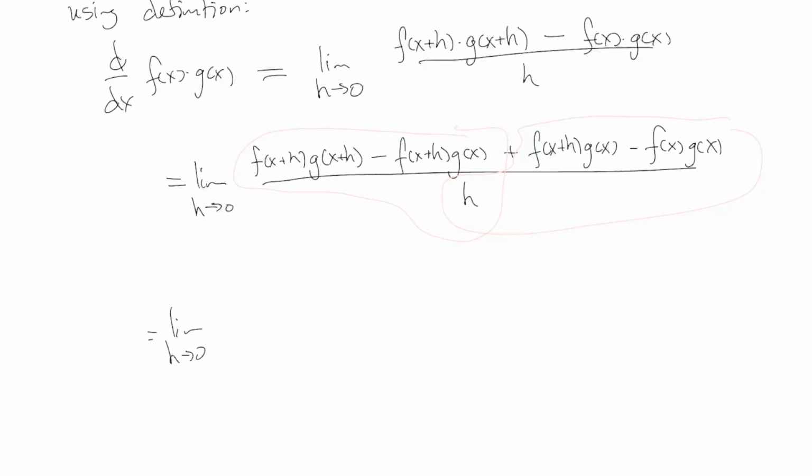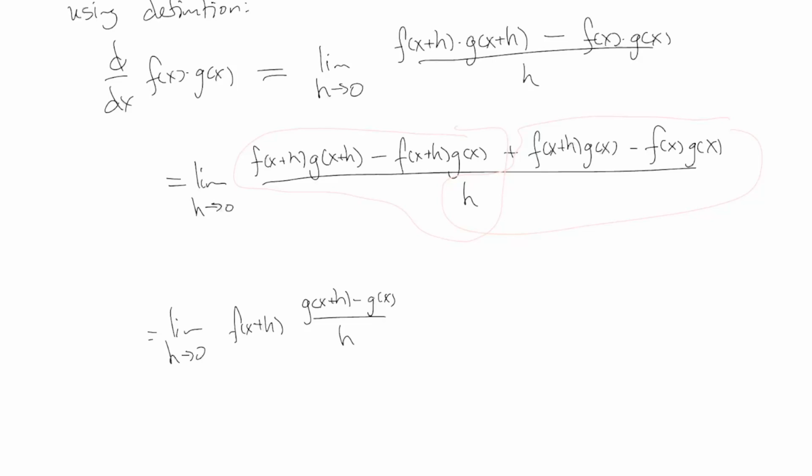And would you mind if I did another thing at the same time? The first of these two fractions, look in the numerator, both of these things have f of x plus h on them. So I'm going to factor that out to the front. It will look like f of x plus h times, and then what's left over is g of x plus h minus g of x divided by h. That's the leftmost block of this big fraction.